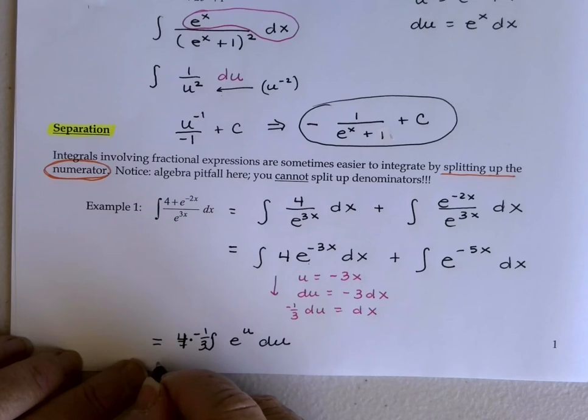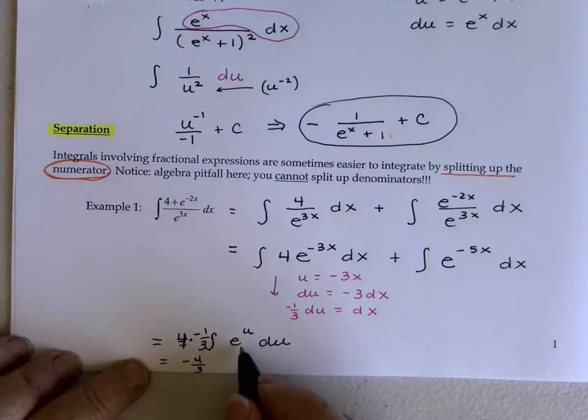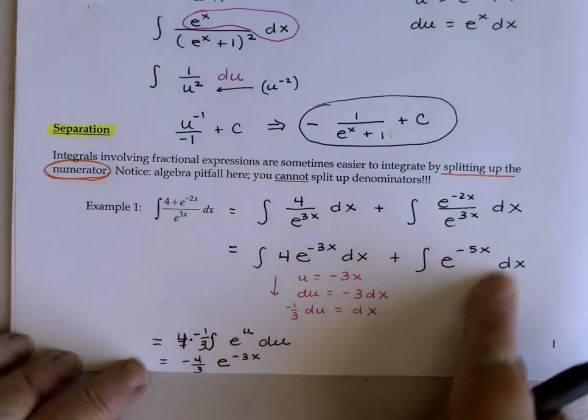Let's finish that one up. That's going to give us negative 4/3. Sorry, I'm running out of space here. Integral of e to the u is still e to the u, so that would be e to the negative 3x. I'm going to hold off and put my plus c at the very end when I do the second one.